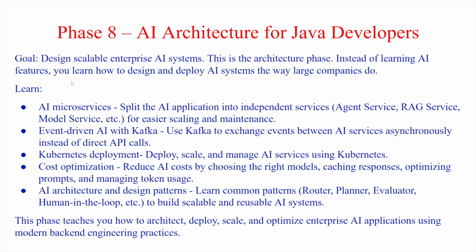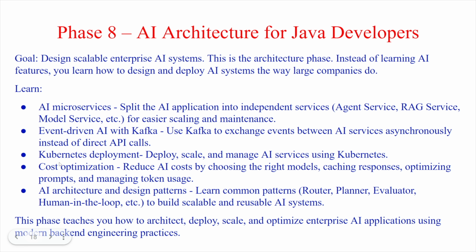So that's where you learn AI microservices, where you split your AI into independent services, where one is the agentic service, one is a RAG service, one is a model training service for easier scaling and maintaining. Then you create event-driven AI with Kafka, where Kafka is used to exchange events between the different AI services. The agentic AI gives the request to the RAG service, the RAG service gives a request to the model service, and so on. So they can communicate with each other. The AI applications should be able to communicate with each other asynchronously. That is where agentic AI comes with event-driven AI with Kafka.